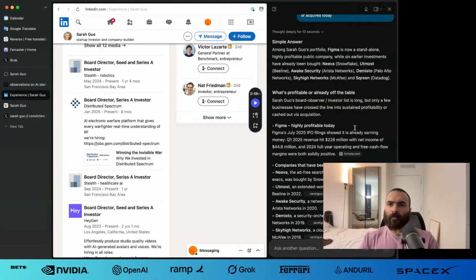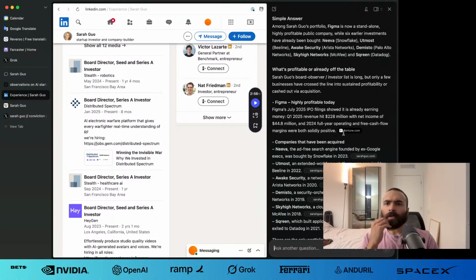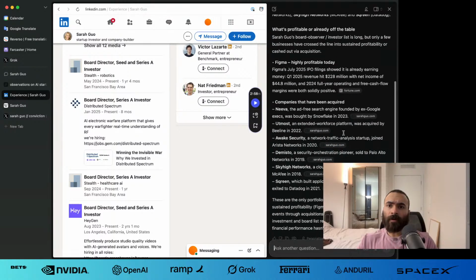Amongst Sarah Guo's portfolio, Figma is now a standalone, highly profitable public company, while 6 early investments have already been bought: Neva, Snowflake, Utmost, Beeline, Screen, Datadog, Demisto, Palo Alto Networks, Skyhigh, McAfee. Okay, so big acquisitions, acquisitions to big companies. I don't know what Beeline is by Utmost, but okay. Neva was acquired by Snowflake. Awake went to Arista. Demisto went to Palo Alto. Skyhigh went to McAfee. Screen went to Datadog.